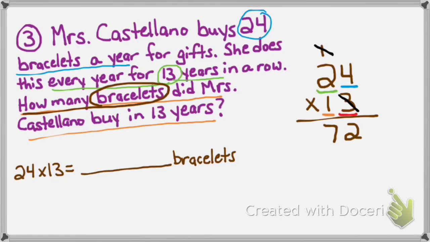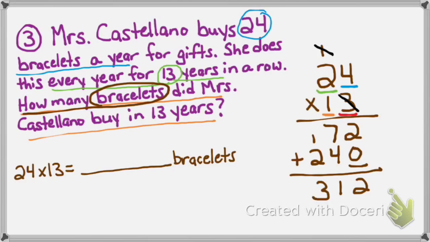I move on to the 1, which is in the tens column, so I put a place value 0 to show that I'm multiplying by a digit in the tens column. I'm going to say 1 times 4 is 4, and 1 times 2 is 2. Add these together, and I say 2 plus 0 is 2, 7 plus 4 is 11, put down the 1, carry the 1, 1 plus 2 is 3. So my answer is 312 bracelets.